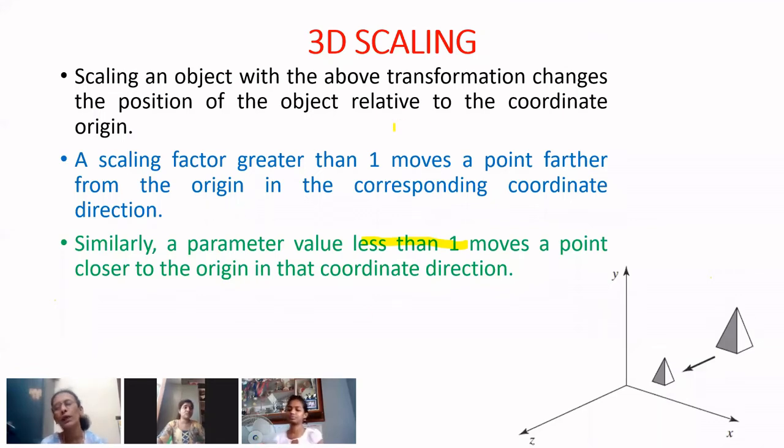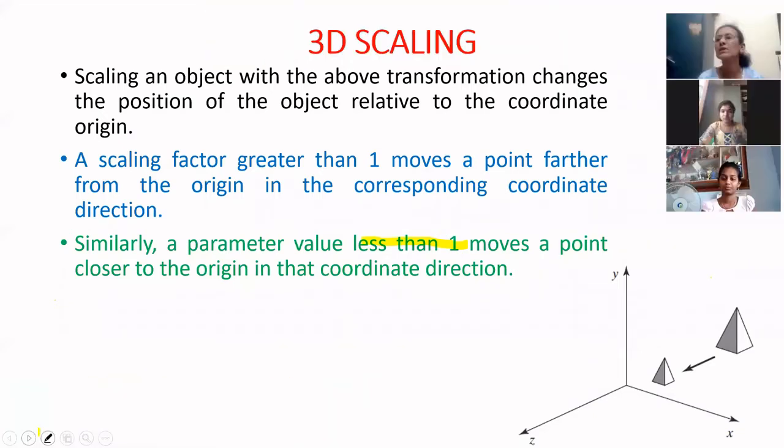Now, can we have a scaling factor of 0? A scaling factor of 0 is not allowed. So the scaling factors Sx, Sy and Sz have to be positive, and if a factor is greater than 1, we see that the object moves away from the origin. If it is less than 1, it moves towards the origin.